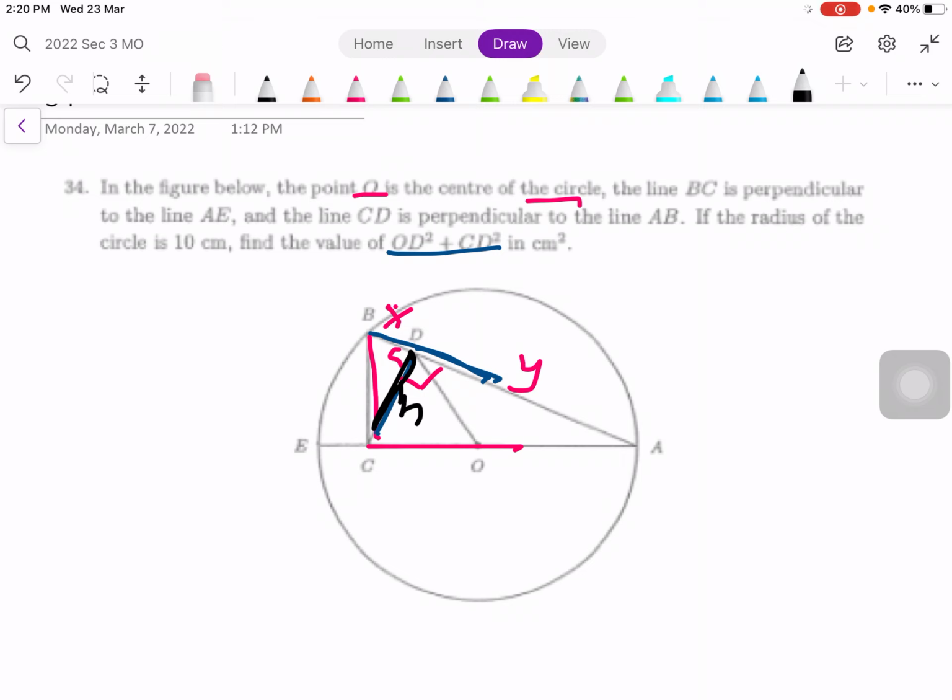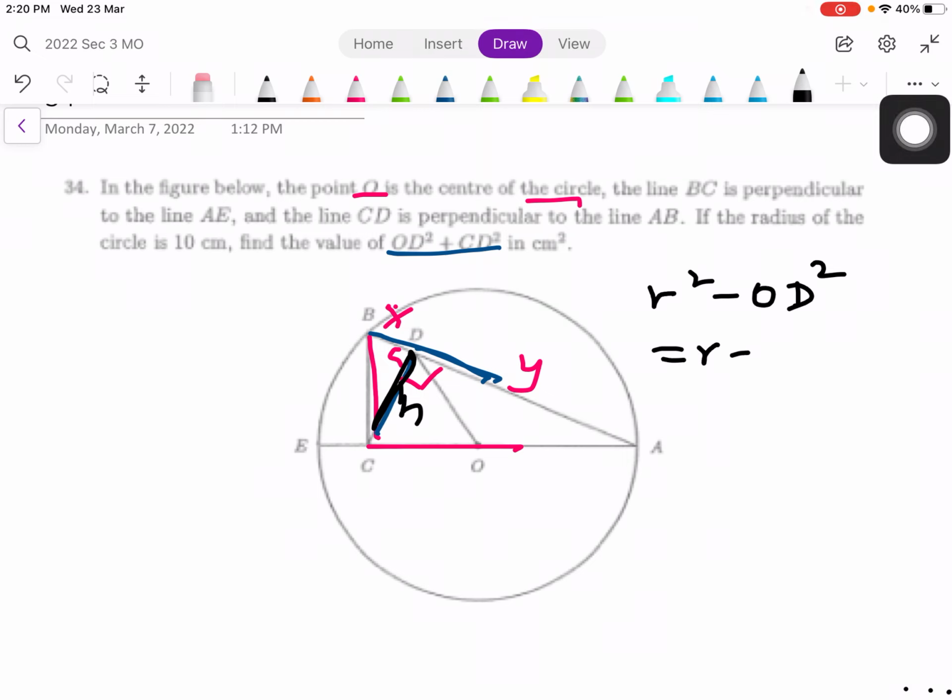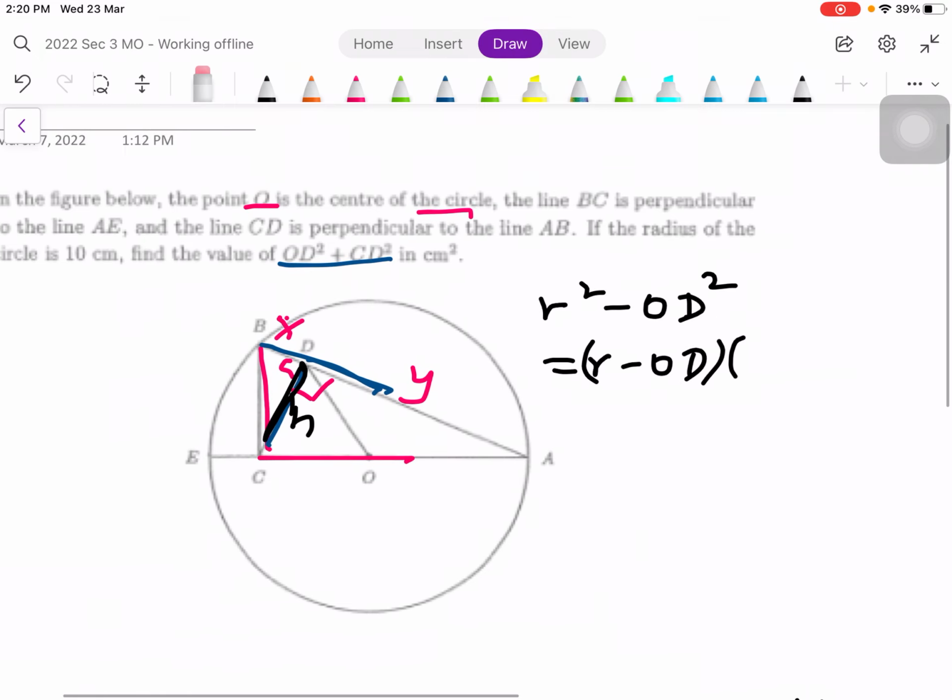Now, can I just look at this particular expression, r squared minus OD squared? r is the radius, right? Therefore, can you see that this can be viewed as a squared minus b squared? Therefore, it is r minus OD, and then r plus OD.